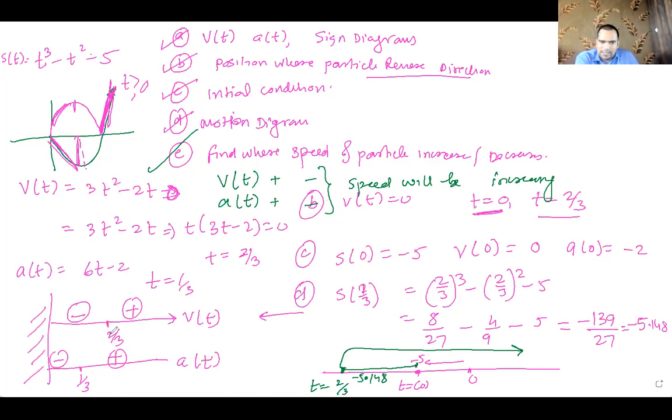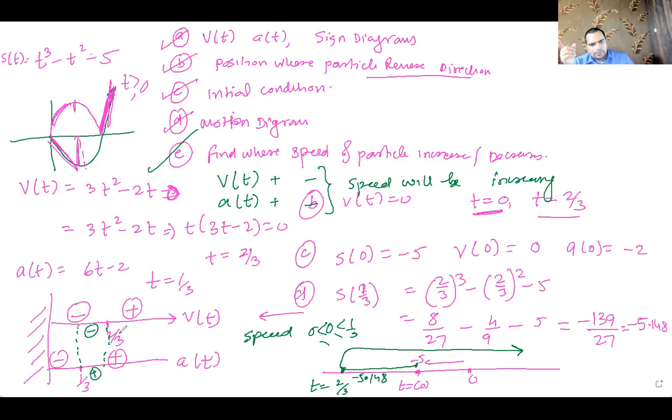When you look at this sign diagram and project the critical times here, there are three time intervals: 0 to 1/3, between 1/3 to 2/3, and more than 2/3. Between 0 to 1/3, both sign diagrams are the same, so speed is increasing. From 1/3 to 2/3, the velocity sign diagram is positive while the acceleration is negative. If one is positive and the other is negative, the speed is decreasing in that case.